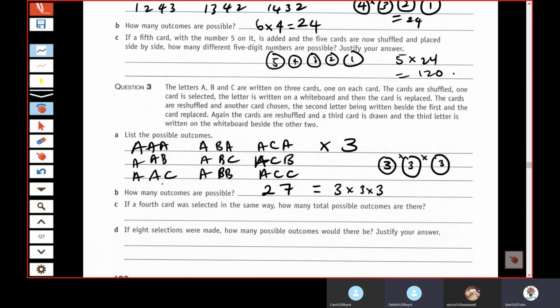So you can see you can either do it this way, the possible outcomes way, or you can learn the more professional way, which would be this. You can assume the top students in your course would obviously understand it this way, so it'll be really good if you can understand the way I'm showing you. Okay, if a fourth card was selected in the same way, how many total possible outcomes are there? Easy, right? 1, 2, 3, 4. That would be 3, 3, 3, 3. So essentially it would be 3 to the power of 4. What's that? 81, I think. Yes, it is.